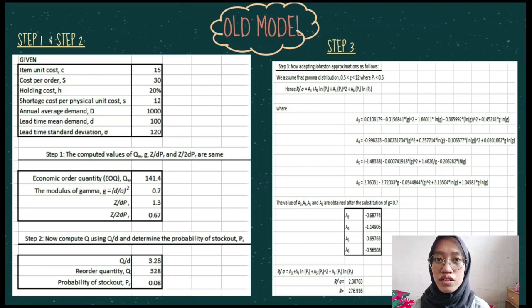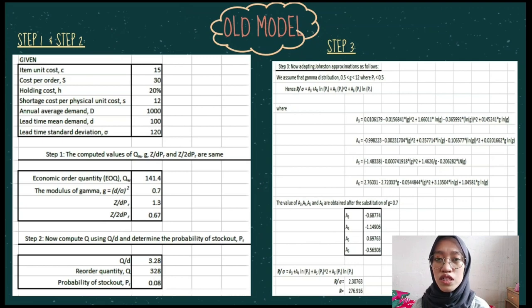Z over DPR is equal to 1.3. After computing EOQ, modulus of gamma, which is T, and Z over DPR, we compute Q, which is the reorder quantity, and got 328 units. By adapting Johnston approximations from reference paper number 1, we assume the gamma distribution from 0.5 to 12, where the probability of stockout PR is less than 0.5, which is 0.08.